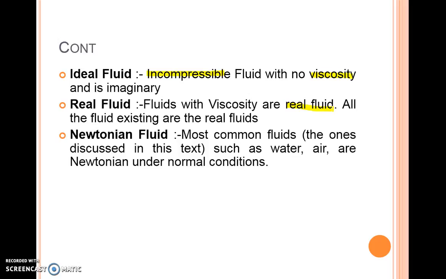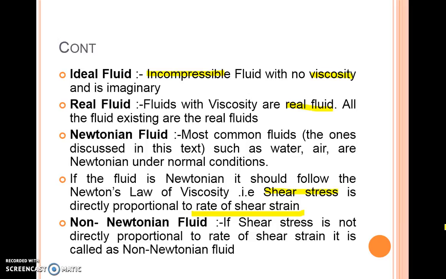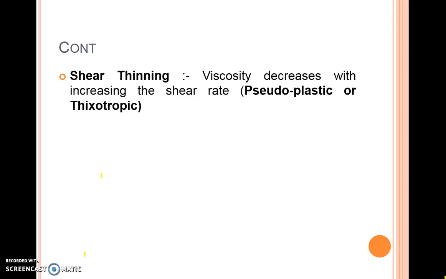Further, as we saw before, real fluid is classified into two groups, Newtonian fluid and non-Newtonian fluid. Newtonian fluid is the common fluid. Water and air are Newtonian fluids, and those fluids obey Newton's law of viscosity, which means shear stress is directly proportional to rate of shear strain. And if the shear stress is not directly proportional to rate of shear strain, it is called non-Newtonian fluid. Newtonian fluid has no further classification, for the sake of convenience for your syllabus.